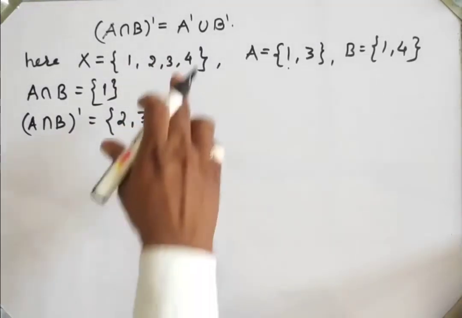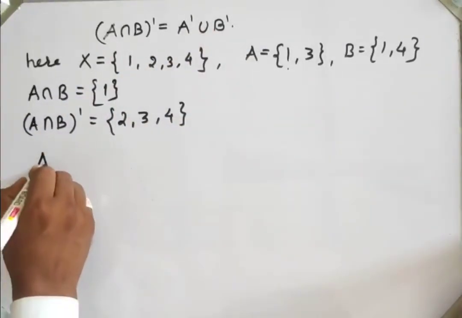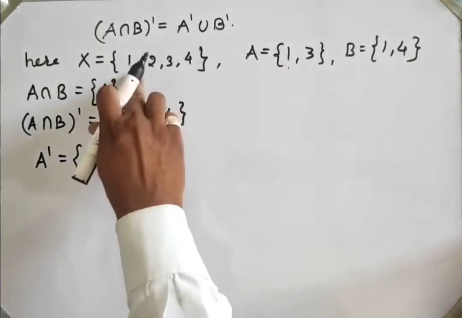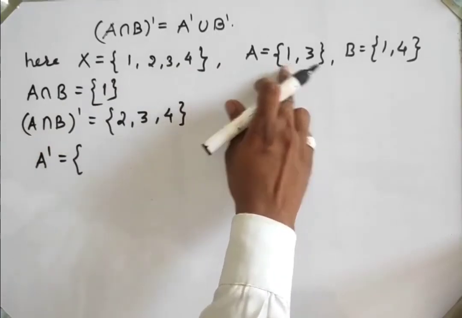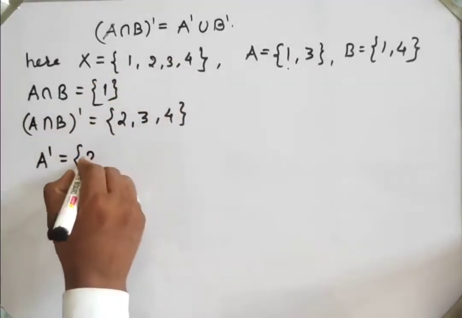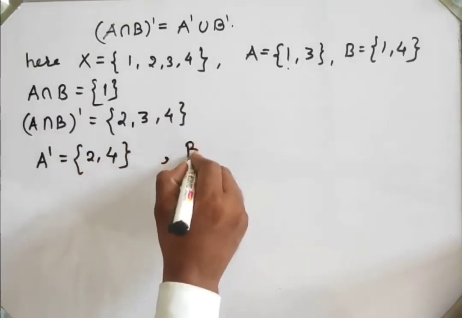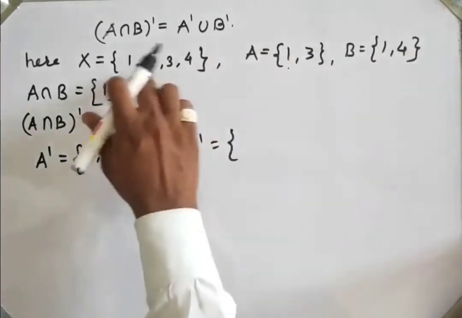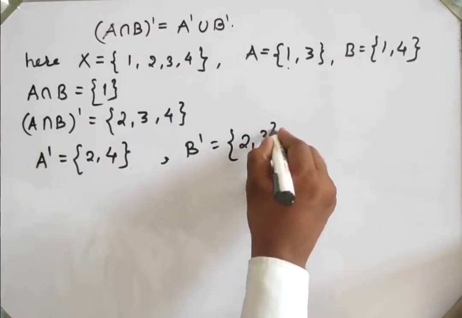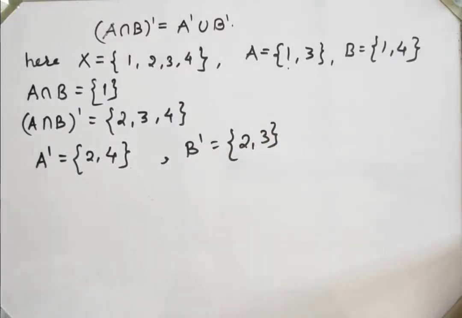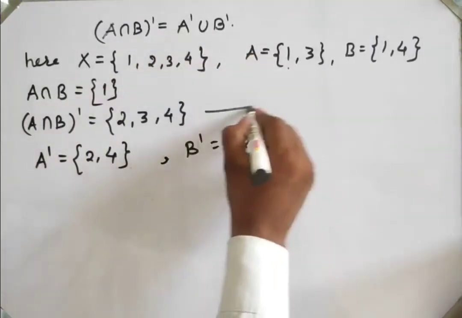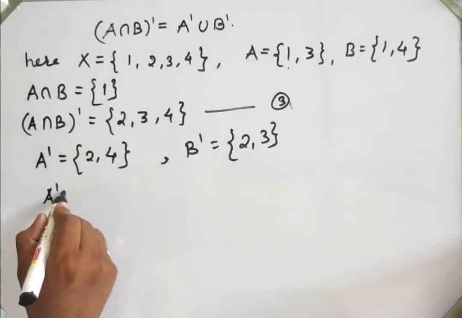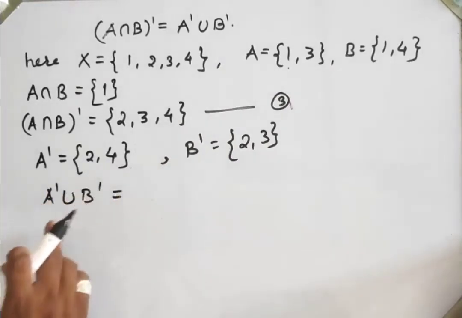Now again we have to find A complement and B complement. A complement will be the set of all those points in X which are not in A. So except 1 3, we get 2 4. B complement is the set of all those points in X which are not in B. So except 1 4 you will get 2 3. This is equation third.